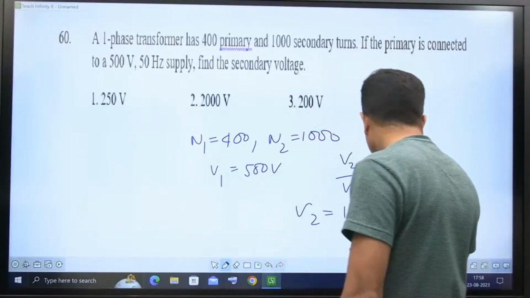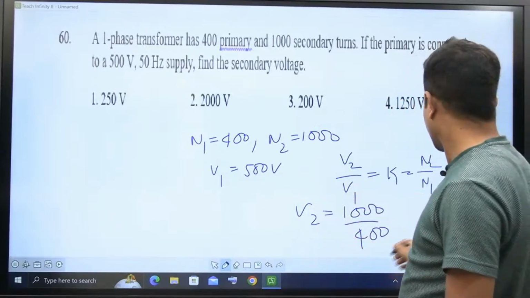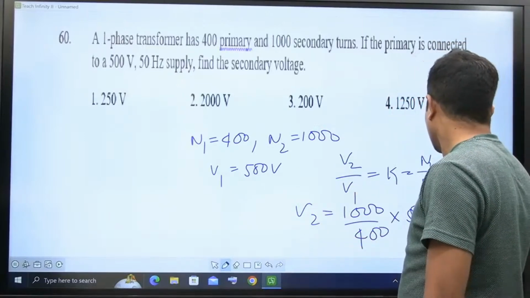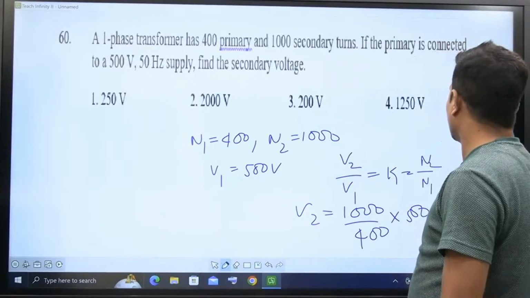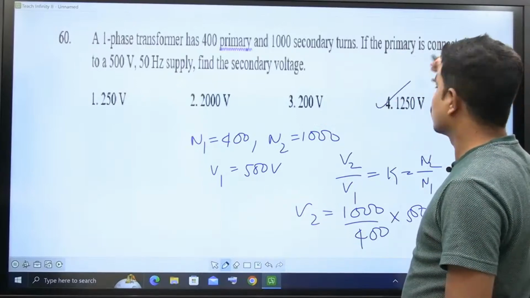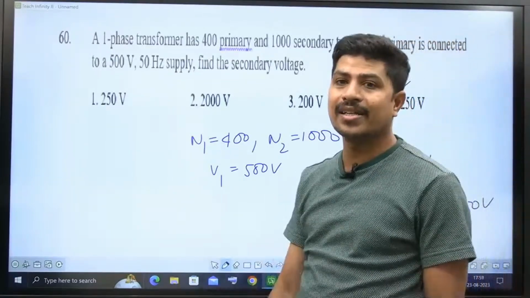This is 400. N1 is 400. N1 is 400 into 500. How much will it be? It will be 1250. Choice 4 is the correct answer, right?